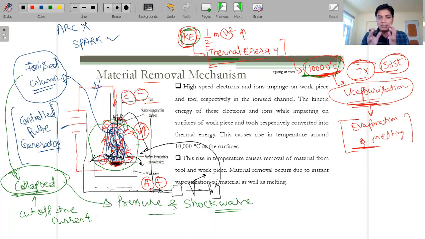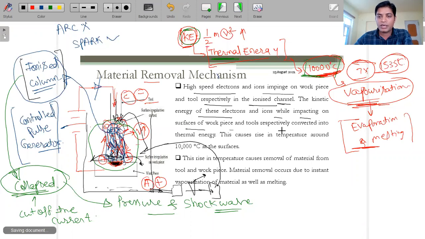Now let's see the points I have written over here. First point is that high speed electrons and ions impinge over the workpiece surface and the tool surface respectively in the ionized channel. Channel here I'm calling a column. The kinetic energy of these electrons and ions while impacting on the surface of the workpiece and the tool respectively, meaning the electrons impinging over the workpiece surface and the ions impinging over the tool surface.